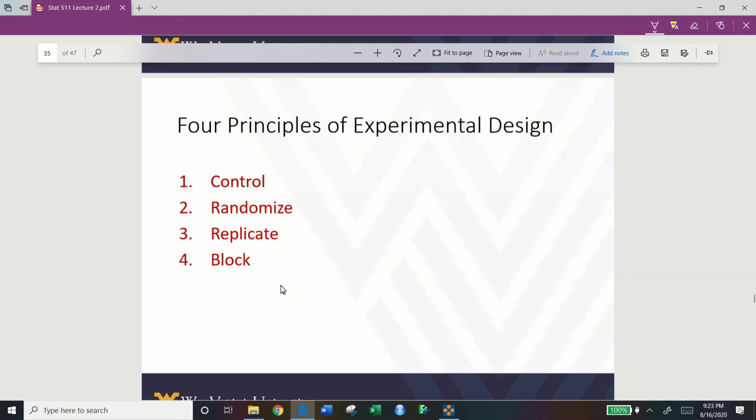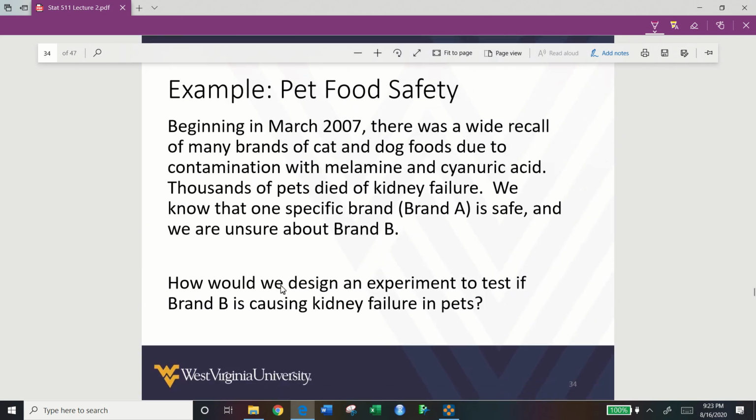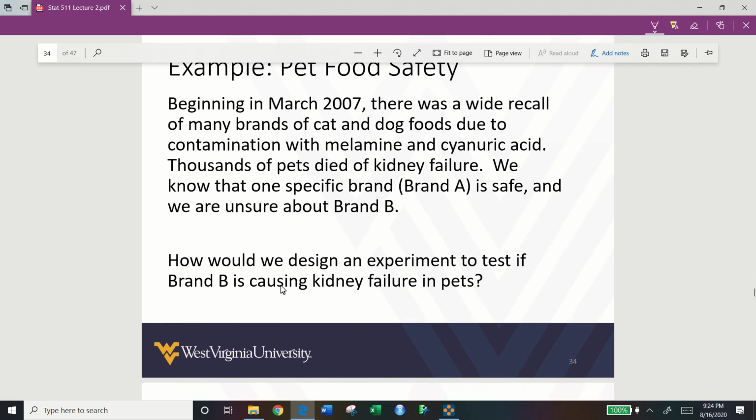Well, one issue for us would be that we can't just assign, say, dogs to brand A and cats to brand B, because then we wouldn't know whether, if an animal died, so dogs got A, cats got B, we wouldn't be able to fully determine if dogs were also ill from brand B if all the deaths occurred in just cats. So we would need to randomly assign various animals.